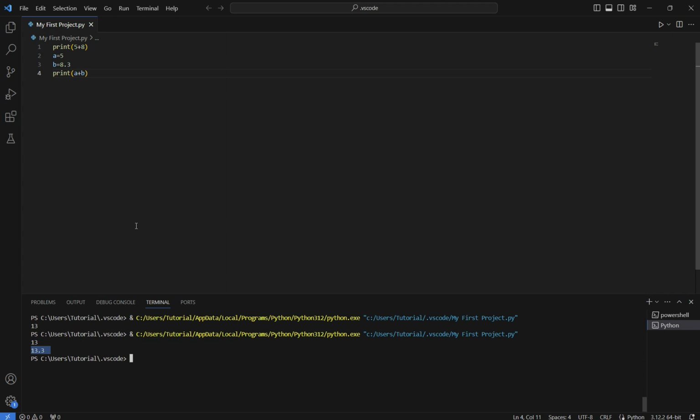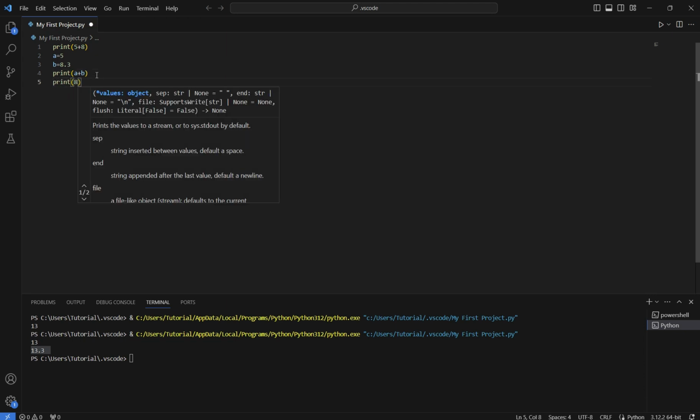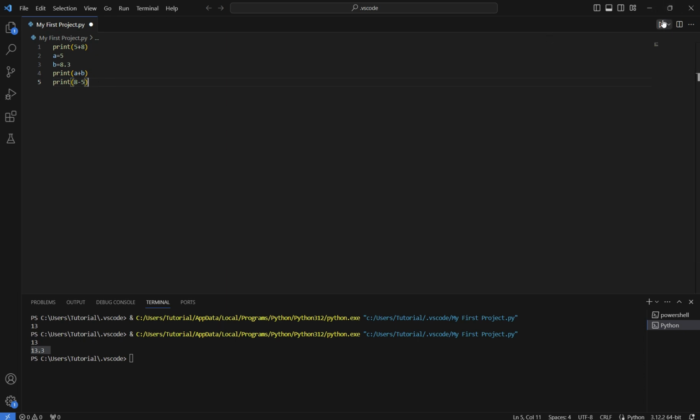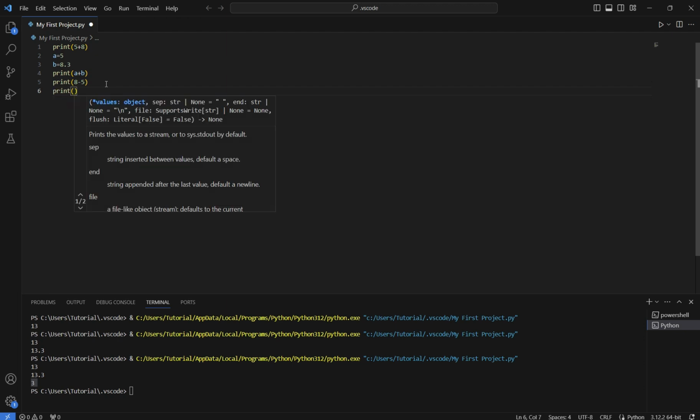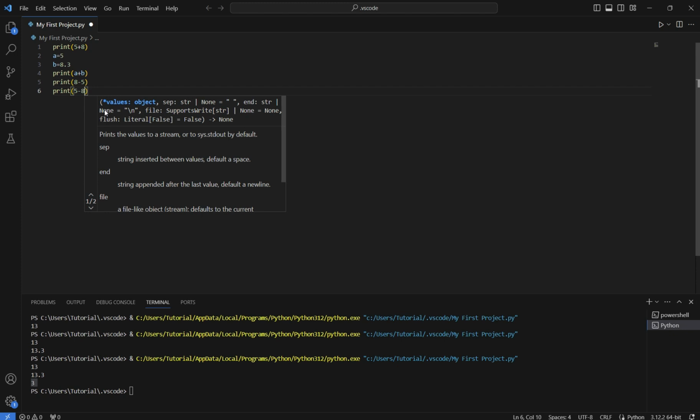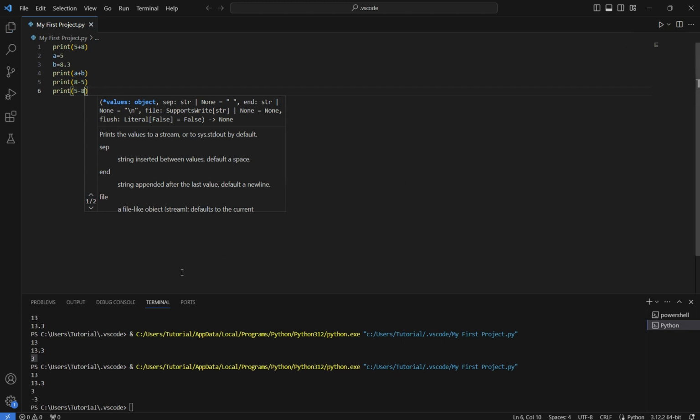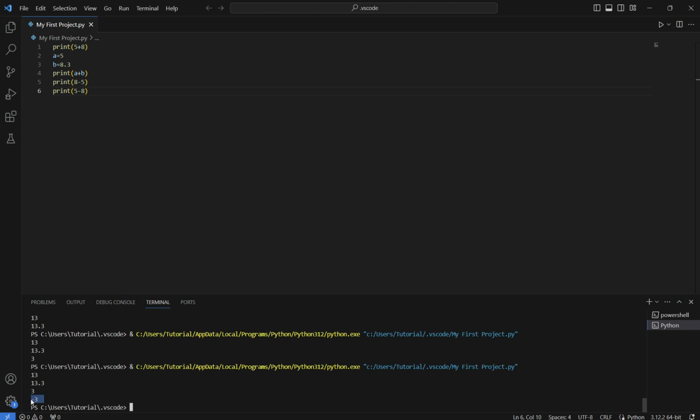Similarly to the addition symbol, the subtraction symbol serves the same purpose as in math. So, when we write print 8 minus 5, it will output 3. Another important thing to note for mathematical operators is that the outputs can be negative. So, if we write print in parentheses 5 minus 8, then run the code, you will see that it outputted -3.